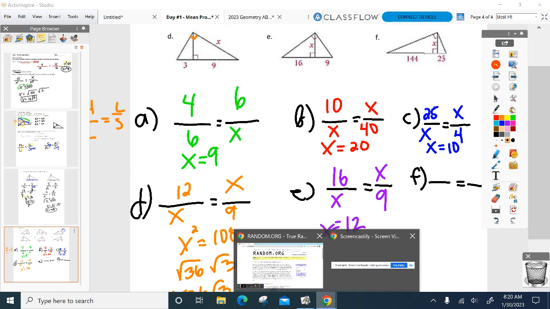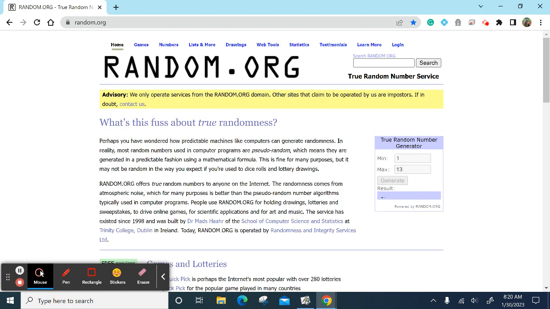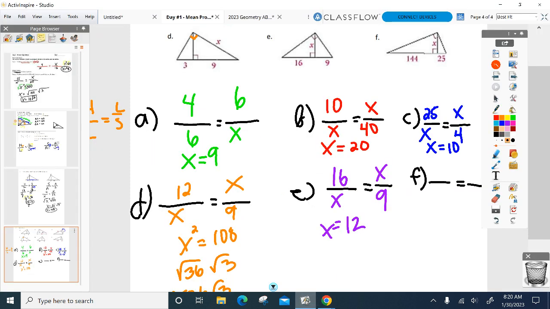And then finally, F. 144 over x, and then x over 25. Yep. Another nice, easy SAS one. X came out to be 60. Yep, square root of 3600.